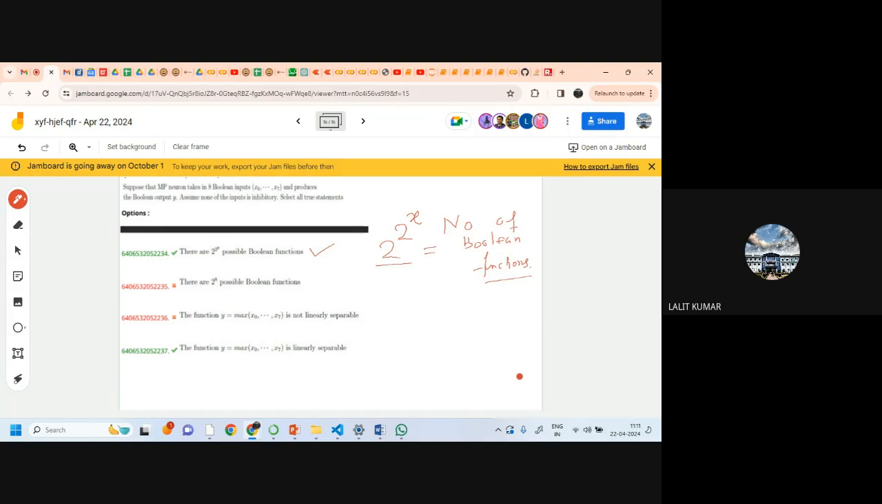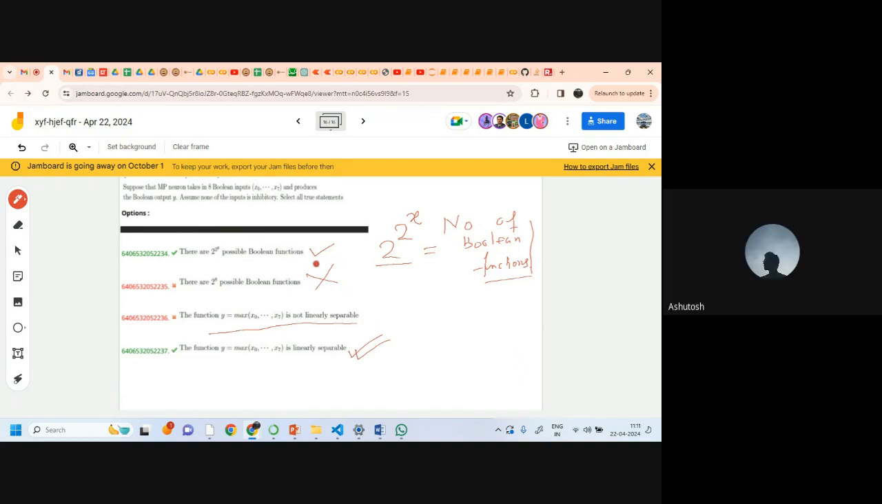There are 2 to the power 8 possible functions. Incorrect: the function y is equal to max is not linearly separable. This is incorrect because we know that all these Boolean functions which are there, they separate here, and this is linearly separable. That is the basic concept of this MP.